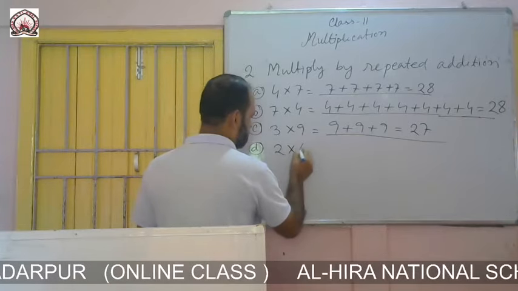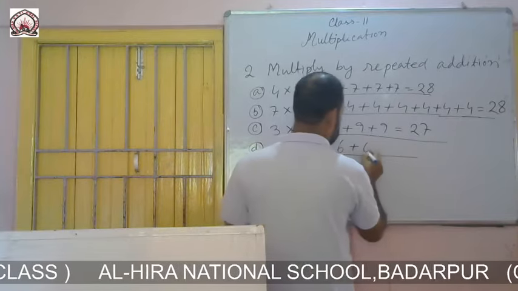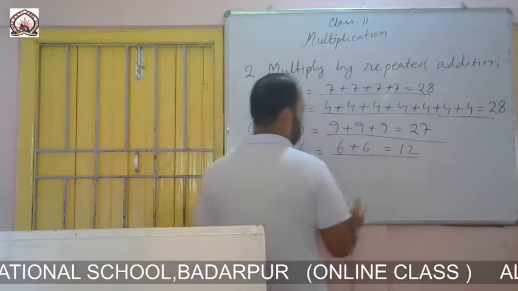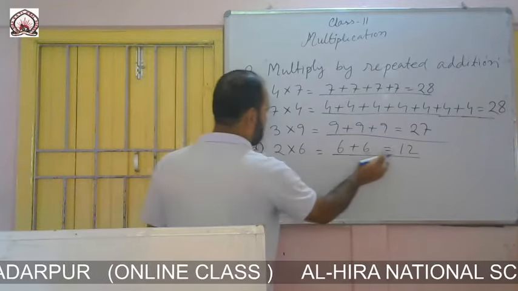Number D. 2 into 6. So here 6 plus 6 is equal to 12. So 2 6s are 12.